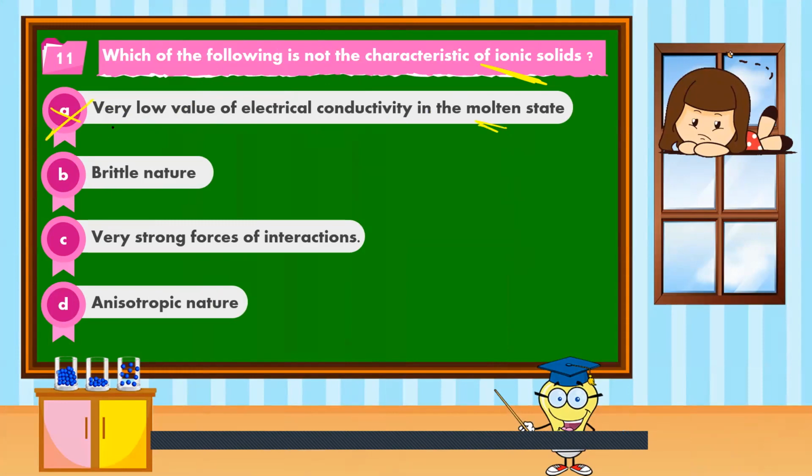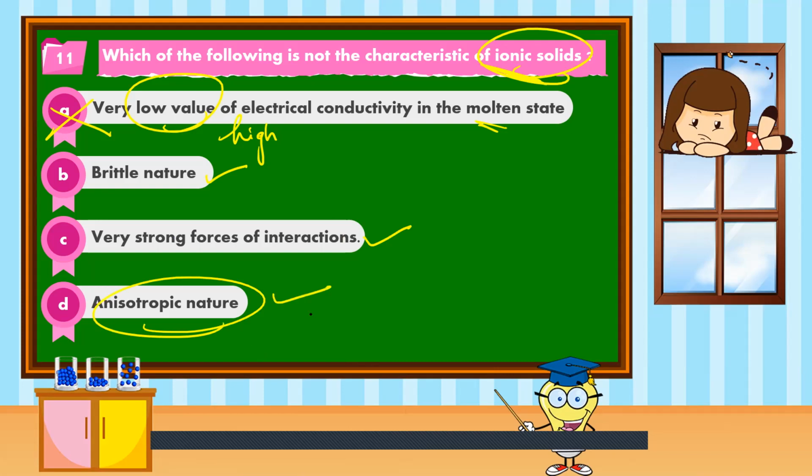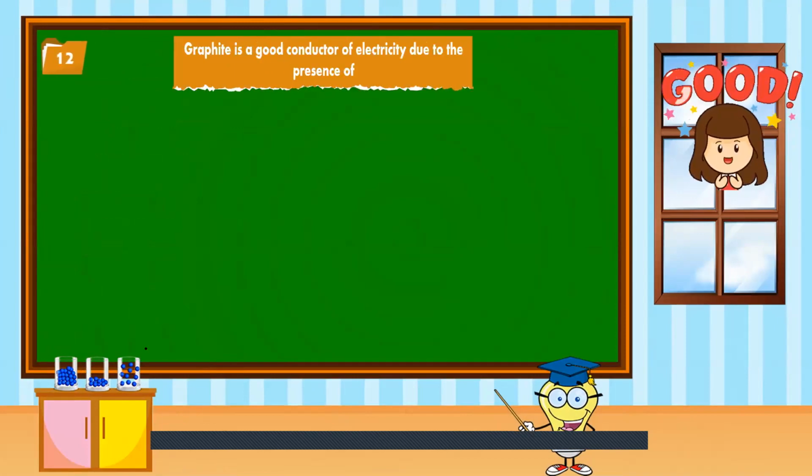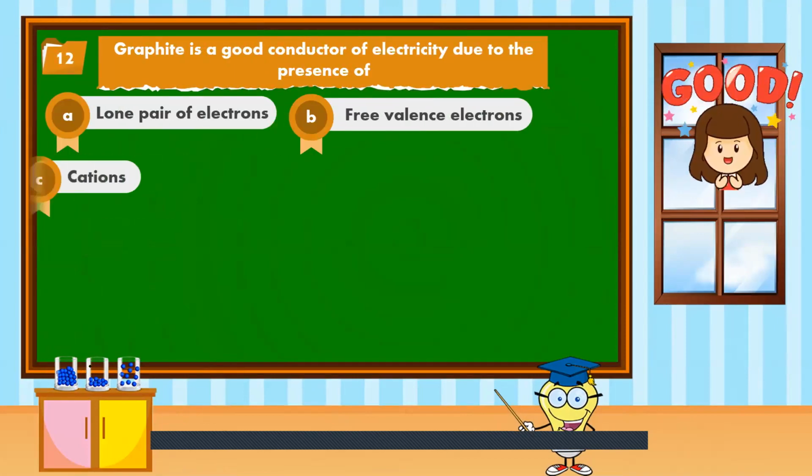No, because ionic solids have very high electrical conductivity in a molten state, because in a molten state the ions are just free, so they move and they show high conductivity. That's why the first statement is the wrong answer. And ionic compounds are brittle in nature, they have strong forces of attraction and interactions, and they are anisotropic in nature. All are correct. Option 1 is wrong, because they have given a low value of electrical conductivity. No, they have a high value of electrical conductivity.